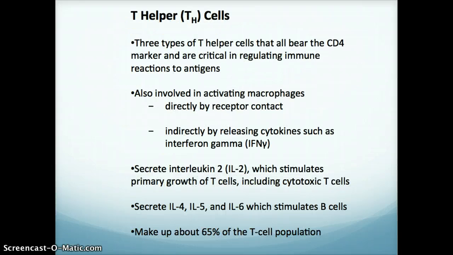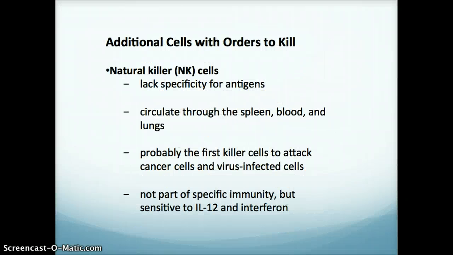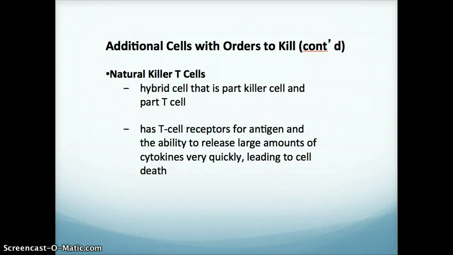Oh, sorry, we went back one. We'll go ahead and go forward to additional cells within this immunity. We have natural killer cells. These ones lack specificity for antigens, so they differ from the other T cells. They circulate through the spleen, blood, and lungs. And they're usually the first killer cells to attack cancer cells and virus-infected cells. Although they're not part of the specific immunity, they are sensitive to interleukin 12 and interferon, so they are stimulated by the specific immune system.